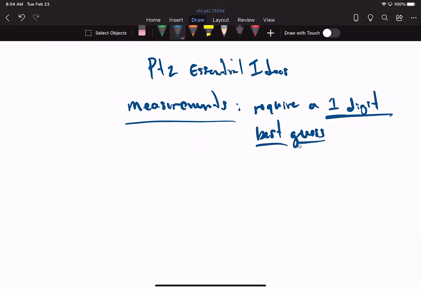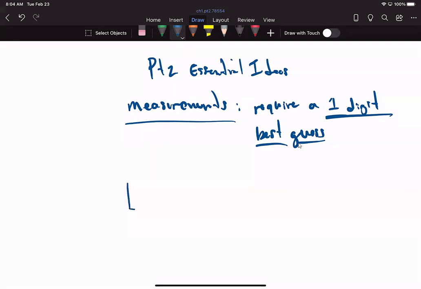But let's say I had a real expensive, very accurate ruler. Maybe I'm going to measure it at 1.11 centimeters, 1.111 centimeters. All that depends on the accuracy of the instrument that you're using.